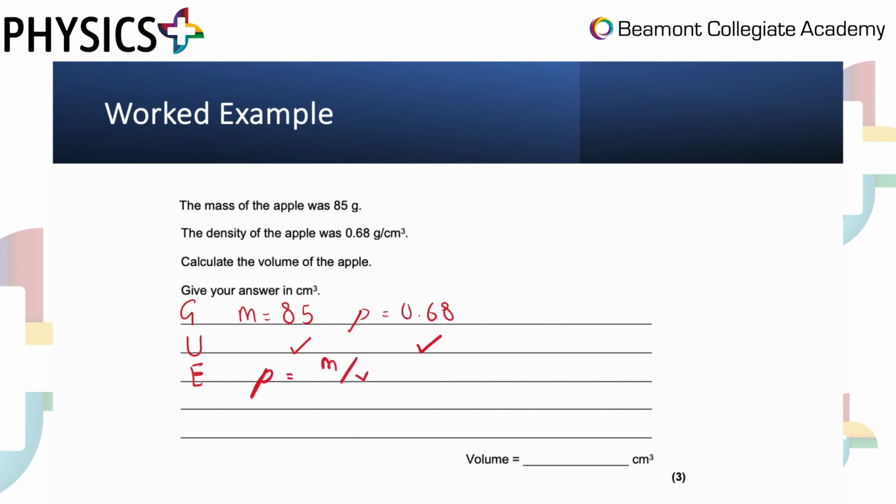State the equation that you know. Density equals mass divided by volume, and then substitute in for your guaranteed mark. So density 0.68 equals 85 divided by V, the volume. I'll need to rearrange that, which will give me V equals 85 divided by 0.68. Put that into the calculator and I get an answer of 125 centimetre cubed. How would you have got on?